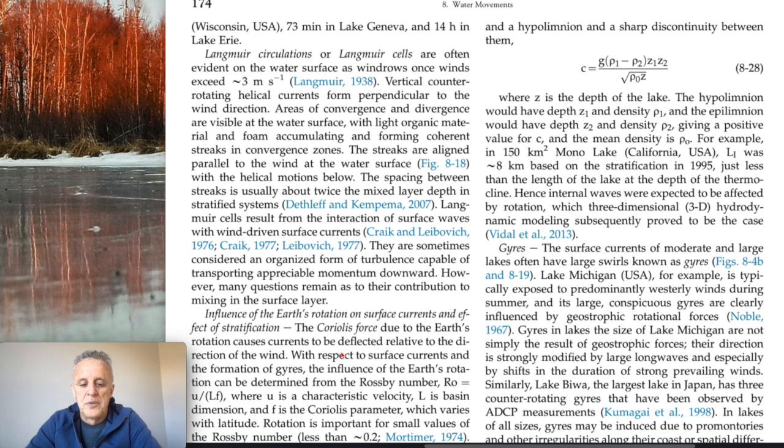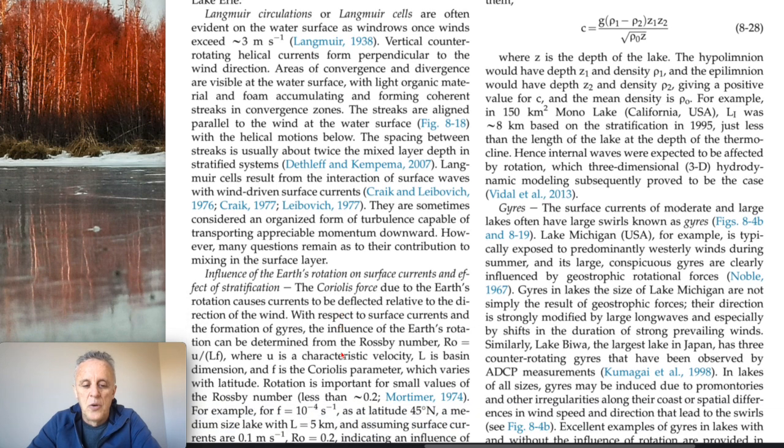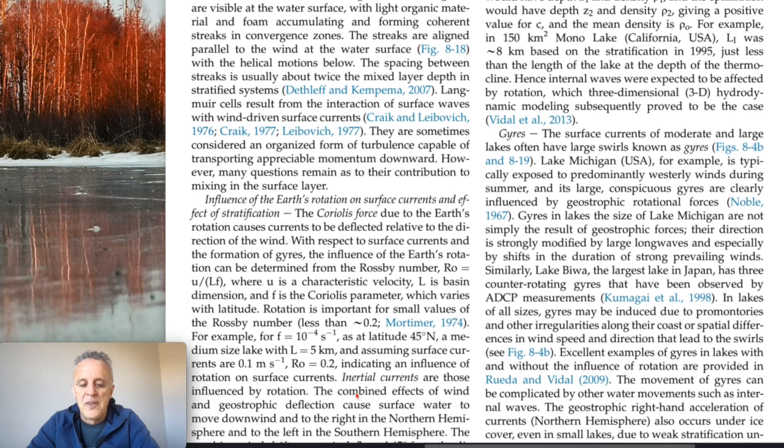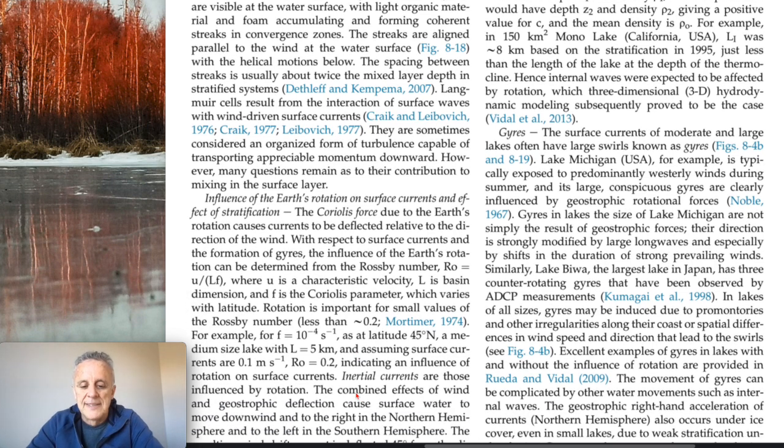Influence of the Earth's rotation on surface currents and effect of stratification. The Coriolis force due to the Earth's rotation causes currents to be deflected relative to the direction of the wind. With respect to surface currents and the formation of gyres, the influence of the Earth's rotation can be determined from the Rossby number, Ro = U / (L f), where U is the characteristic velocity, L is the basin dimension, and f is the Coriolis parameter, which varies with latitude. Rotation is important for small values of the Rossby number, less than 0.2.